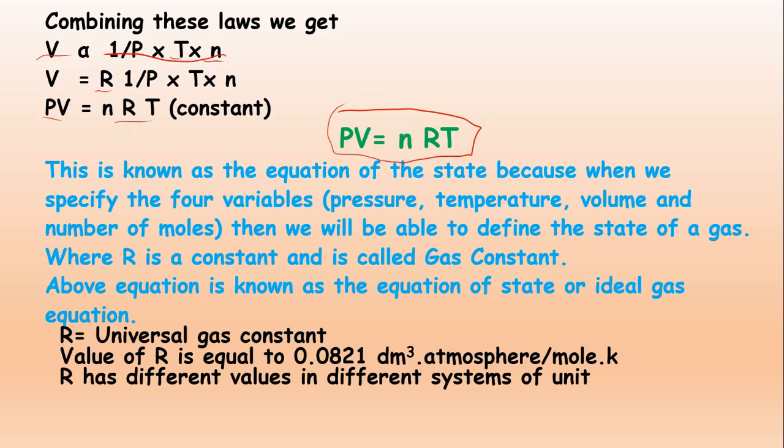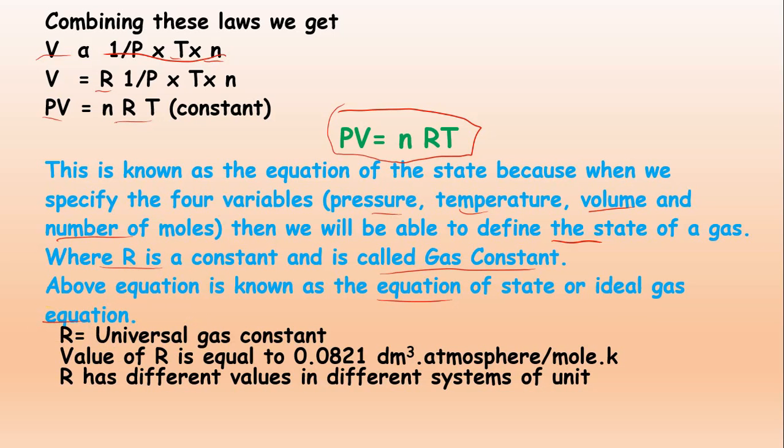This is known as the equation of the state, because when we specify the four variables, pressure, temperature, volume and number of moles, then we will be able to define the state of the gas. So that is the reason it is called the equation of the state. Now where R is a constant, that is called the gas constant, the above equation is known as the equation of the state or ideal gas equation.